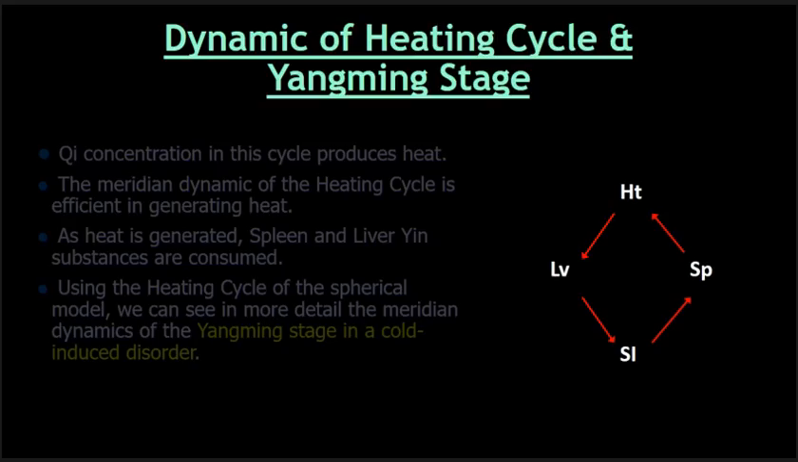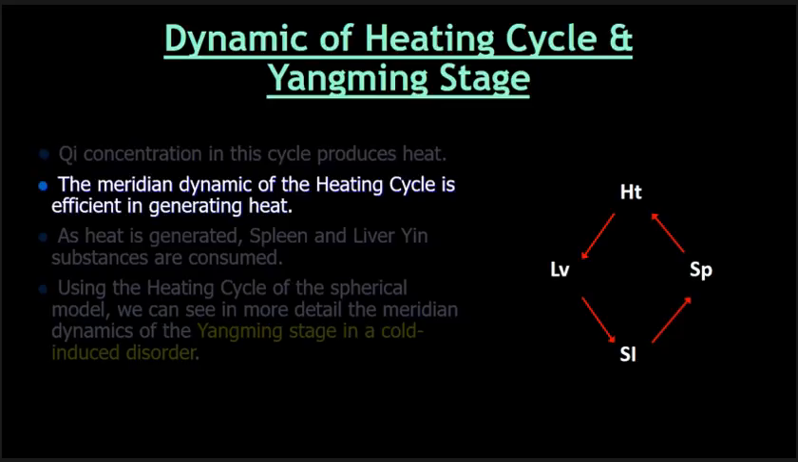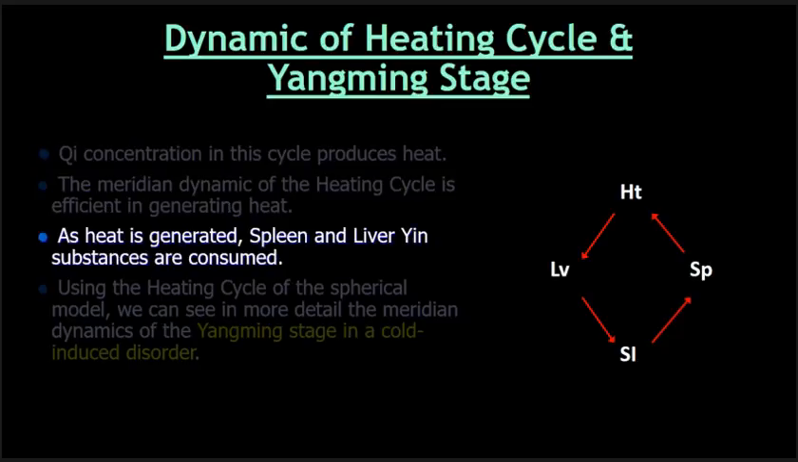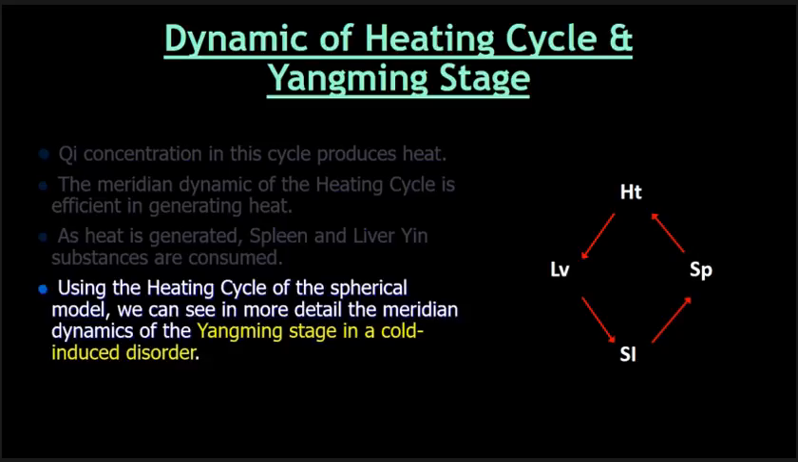Okay, the dynamic of the heating cycle in the Yangming stage. Qi concentration in the cycle produces heat. The meridian dynamic of the heating cycle is efficient in generating heat. As heat is generated, spleen and liver yin substances are consumed. So using the heating cycle of the spherical meridian model, we can see in more detail the meridian dynamics of the Yangming stage in a cold-induced disorder.